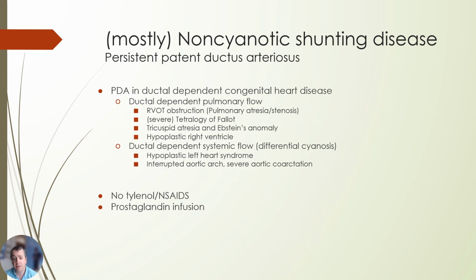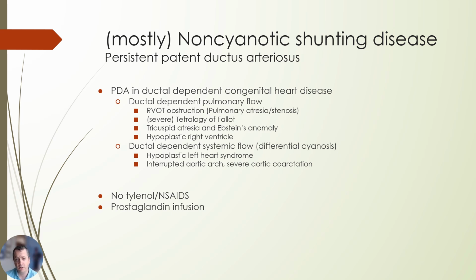PDA can also be present as a necessary component of survival in ductal-dependent congenital heart disease. In cases of RVOT, right ventricular outflow tract obstruction, such as pulmonary atresia or stenosis, or severe tetralogy of Fallot, hypoplastic right ventricle, tricuspid atresia, the pulmonary flow may be dependent on the patency of a ductus arteriosus. And in hypoplastic left heart syndrome, interrupted aortic arch or severe coarct, the systemic flow may be dependent on the patency of a ductus arteriosus.